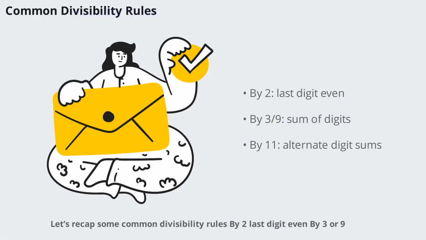Let's recap some common divisibility rules. By 2, last digit even. By 3 or 9, sum of digits divisible by 3 or 9. By 4, last two digits divisible by 4. By 5, last digit 0 or 5. By 11, difference of alternate digit sums divisible by 11. These quick checks help you spot factors and simplify problems instantly.